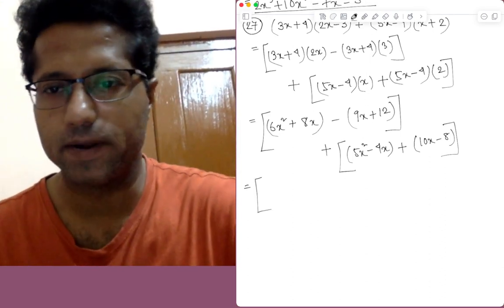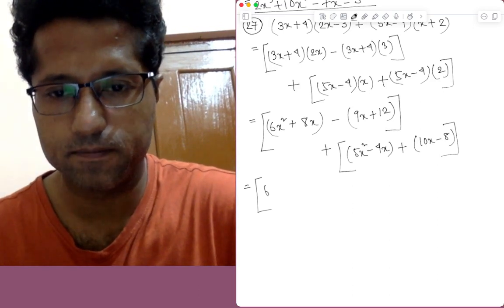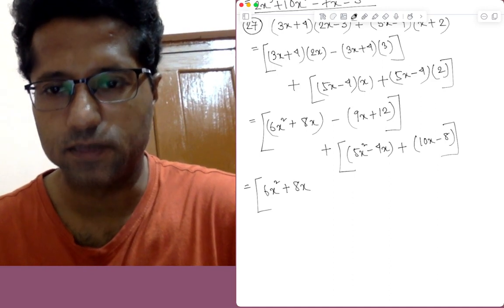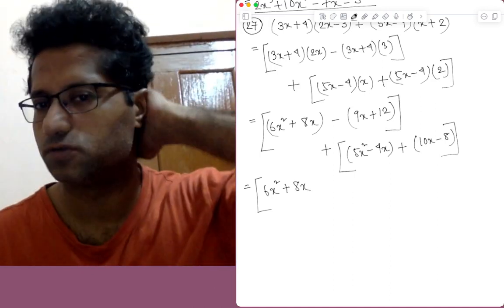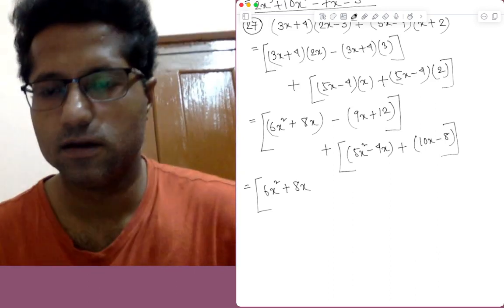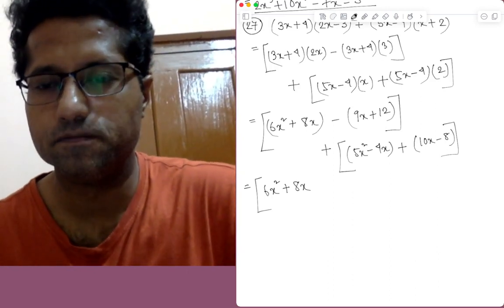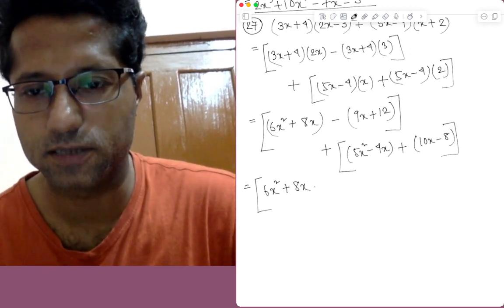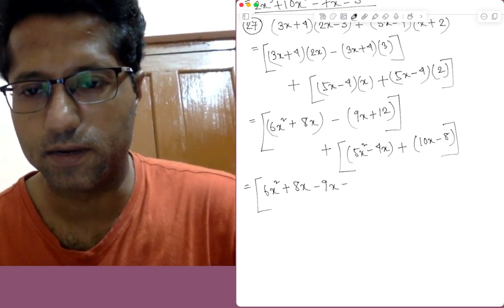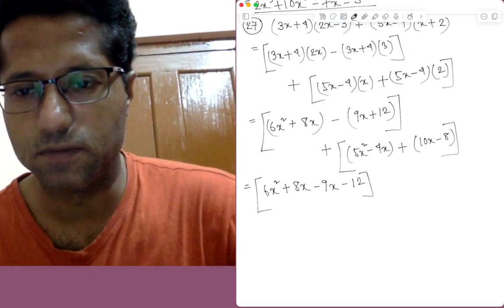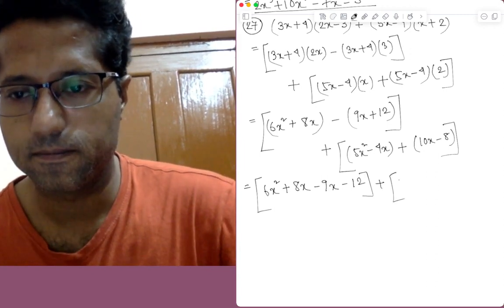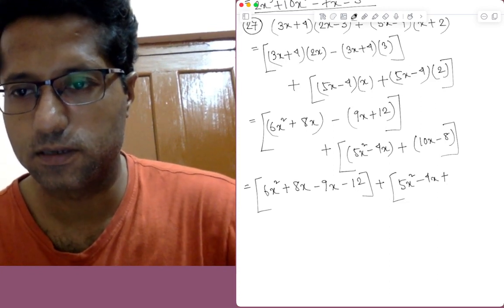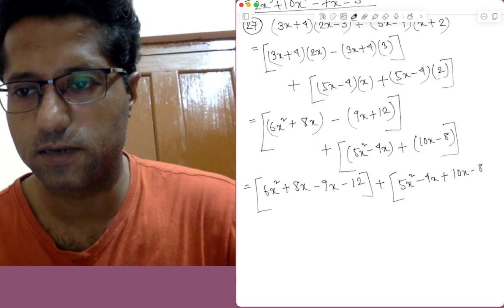Inside the first square bracket, the first grouping symbol will open up because it has no negative sign in front of it, but for the second grouping symbol, that is the expression 9x plus 12, in front of it there is a negative sign. So we will have to change the signs of all the terms inside it. So this 9x becomes minus 9x and 12 becomes minus 12. Similarly, we do for the second square bracket. It is 5x square minus 4x plus 10x minus 8.